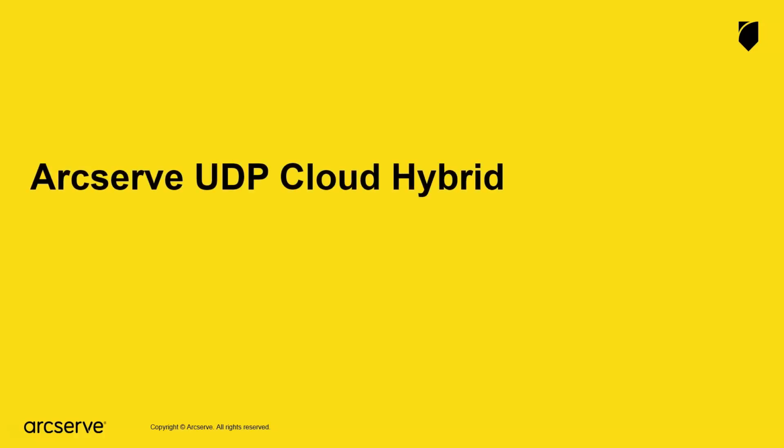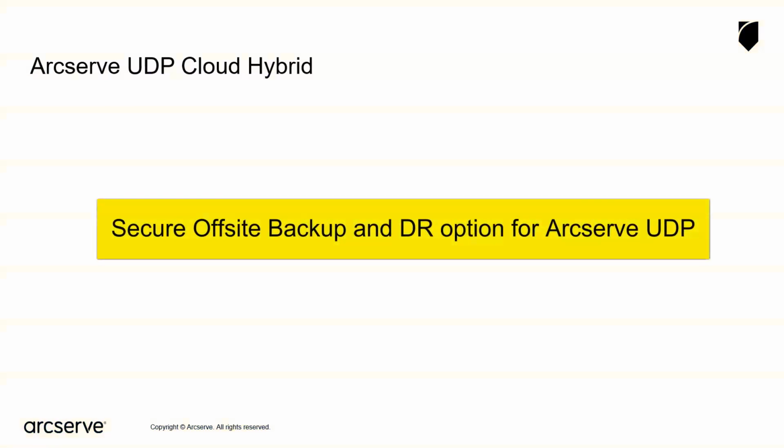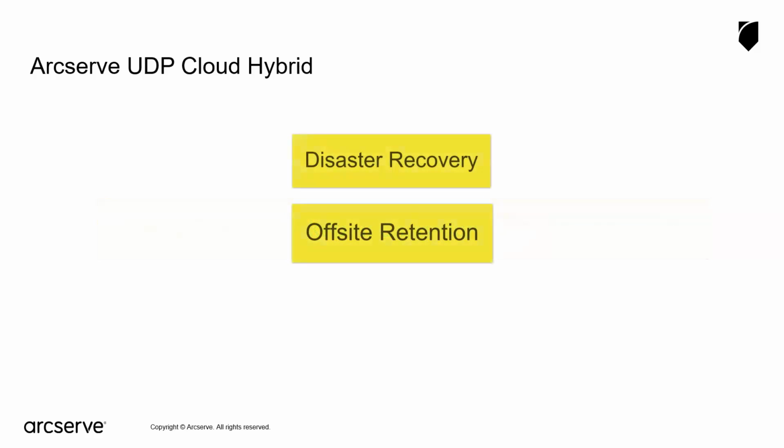Arcserve UDP Cloud Hybrid is a single, fully integrated solution for cloud backup, DR, and long-term retention. The solution provides a secure offsite backup and DR option for UDP, which avoids the cost of a secondary data center for DR and offsite retention.